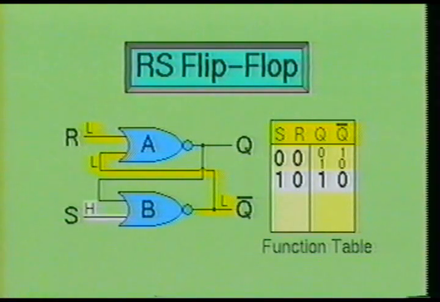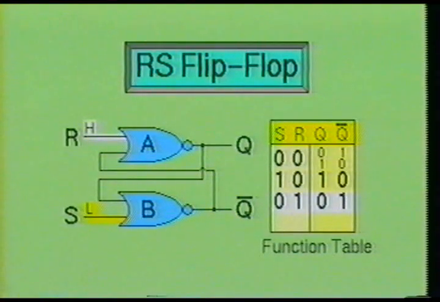Since the set input of the flip-flop is high, then we know the output of this gate will be low. This low is then fed into the second input of gate A. Gate A now has 2 low inputs, which is the requirement for a high output. Therefore, the output of gate A will become high. At this time, gate B has 2 high inputs, which causes it to maintain a low at output not Q. And gate A has 2 low inputs, which causes it to maintain a high at output Q.